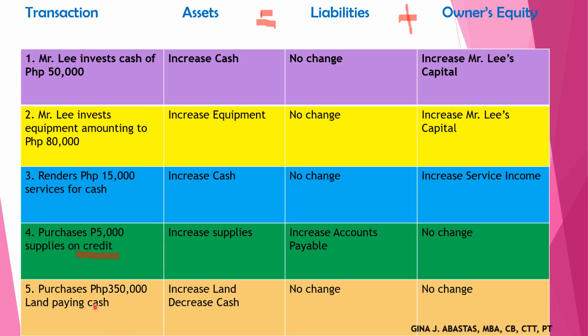Okay, for purchases, 350,000 land paying cash. So land increases the assets of the business. Cash correspondingly decreases with the cash paid for the purchase of land. No changes for liabilities and no changes for owner's equity.